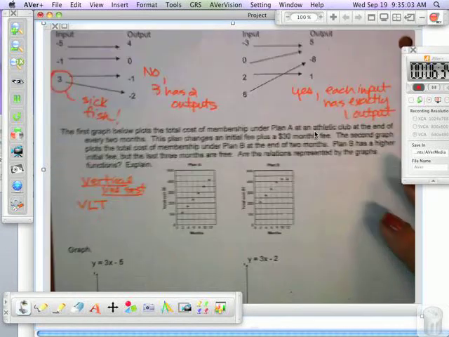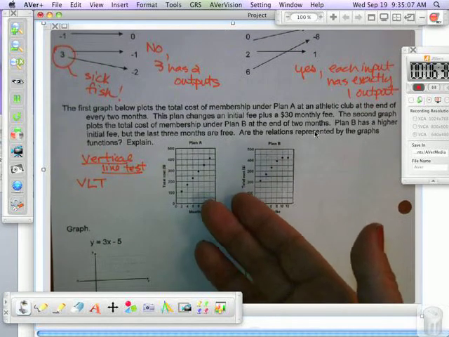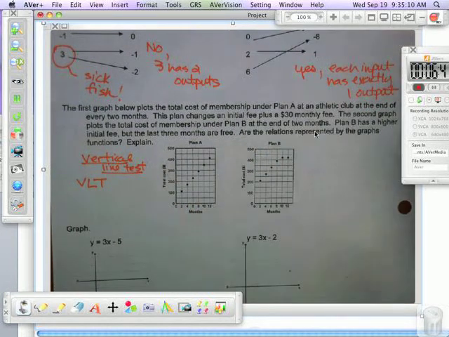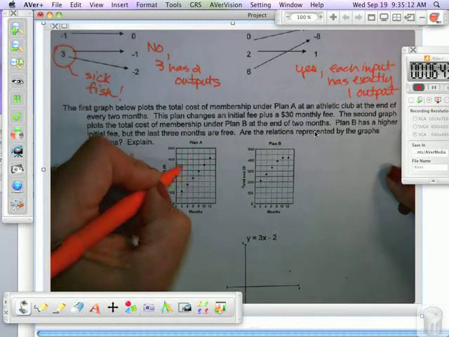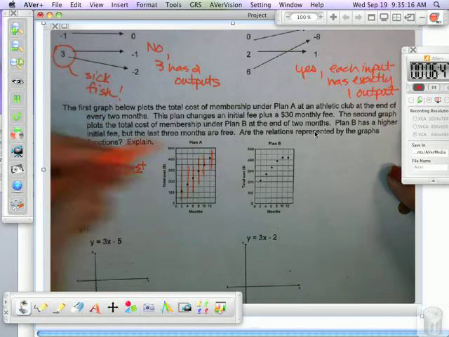If you're given a graph and it's asking you if it's a function, what you do is you can draw a vertical line through each point, and that line should only hit one point on the function. If it hits 2, it's not a function.